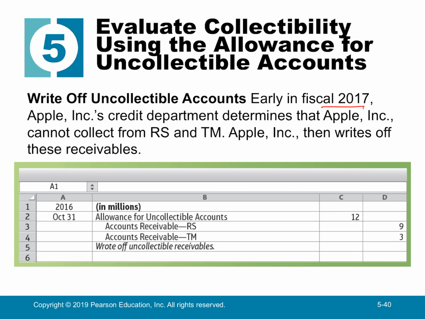Now, early in 2017, Apple Inc.'s credit department determines that Apple Inc. cannot collect from RS and RM. So these are bad debts. We need to write off these receivables. So first, we're going to write off the bad receivables. We have to get them off our books. We will never collect on this. So where is this coming from? It's not an expense. We're pulling it out of the allowance for uncollectible accounts, the 12.